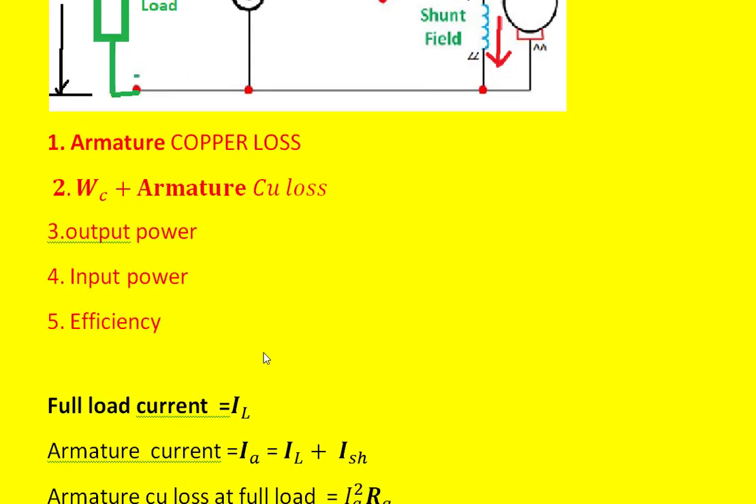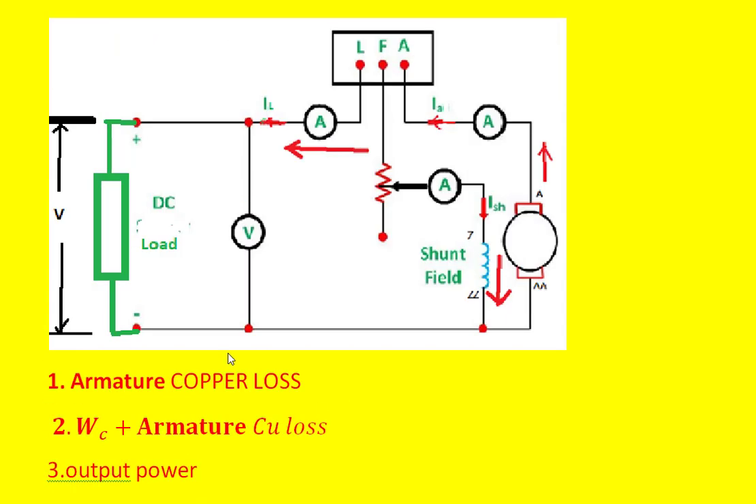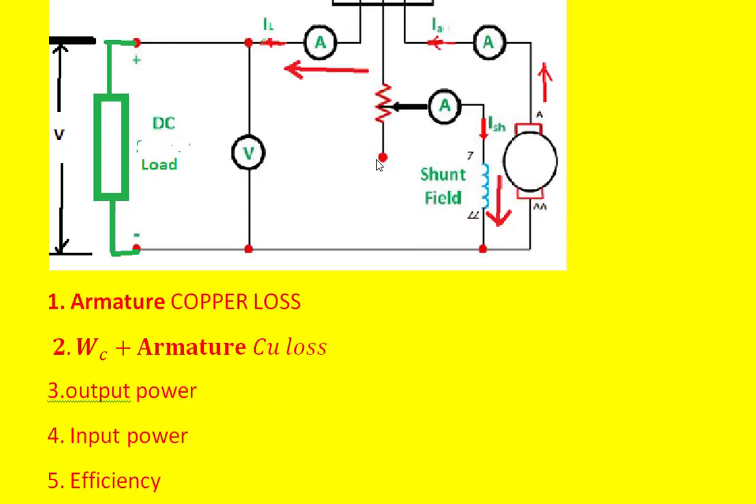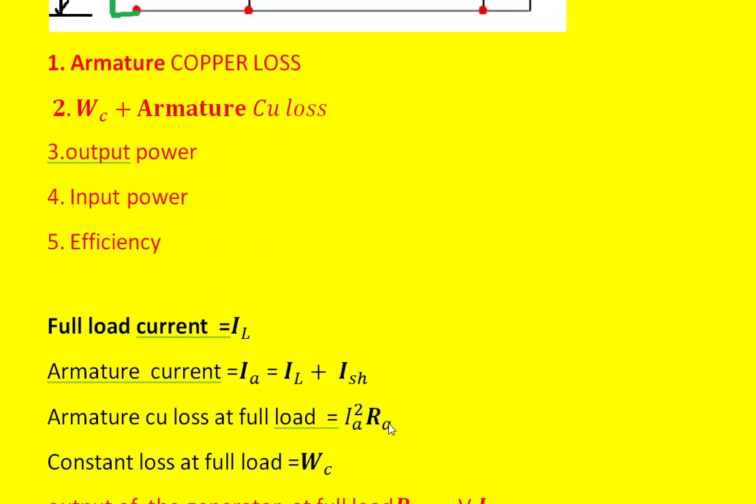The same thing we discuss here. So this is the generator, and if you look at this, the current emanates from the armature, and that will be distributed into two parts. One is field current, the other is load current. So Ia is equal to ISH plus IL. That is the current equation for this circuit. So the full load current is IL and the armature current is Ia, which is equal to IL plus ISH under full load condition.